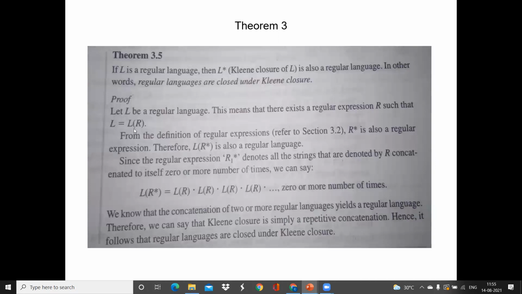So this is Kleene's closure. If R is a regular expression and L is a regular language, then we can say L is equal to language of R. And as we have seen earlier, R star is also a regular expression. So language of R star is also a regular language, and you can denote it like this. Here you can say R will occur zero or more number of times.